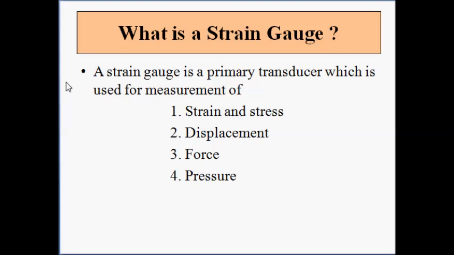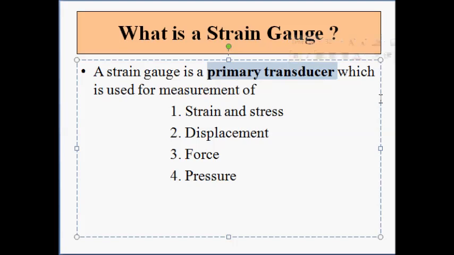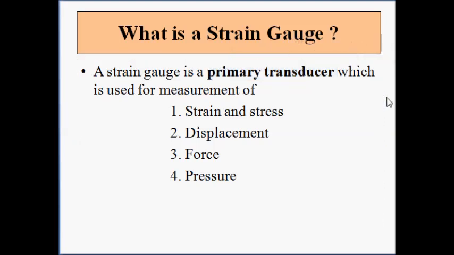A strain gauge is basically a primary transducer. It means that it converts the physical quantity under measurement into a mechanical signal, a mechanical motion or displacement, any type of mechanical signal. It is used for the measurement of strain, stress, displacement, force and pressure.